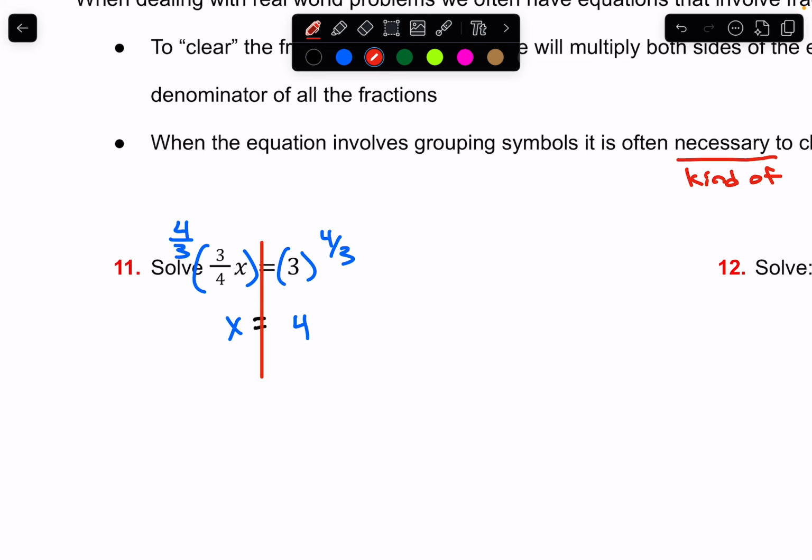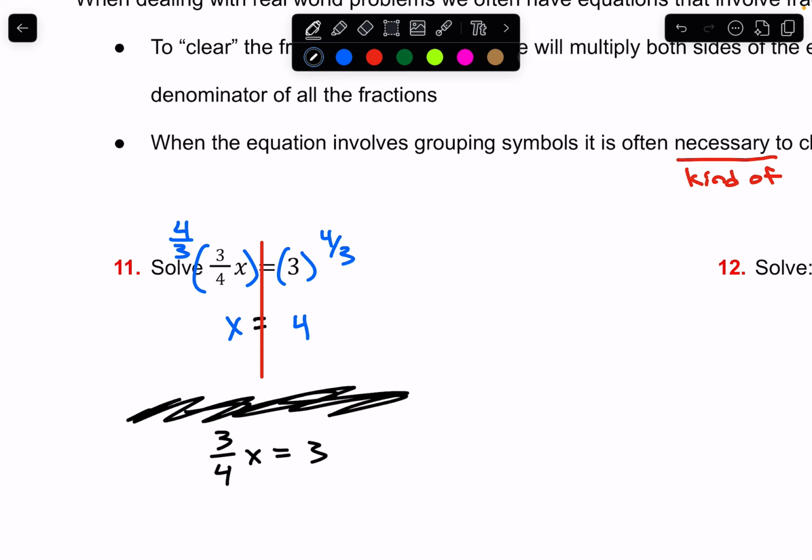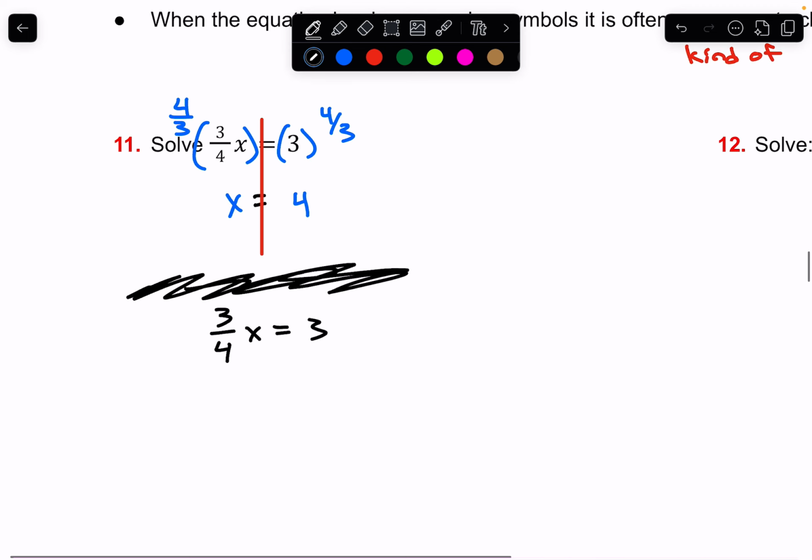But alternatively, because this is what we're going to do in the next couple problems, you could instead, so if we restart this thing, 3 over 4x is equal to 3. Instead of trying to go directly to the answer like we just did, you might want to just get rid of the fraction first. And so in order to get rid of the fraction, notice it's a 4 in the denominator. I can multiply both sides by 4.